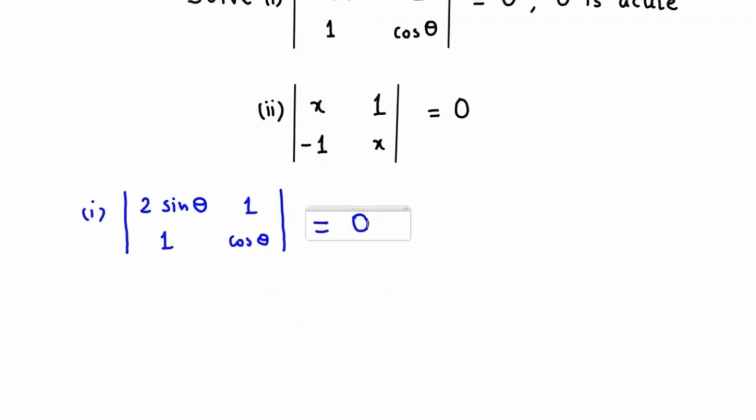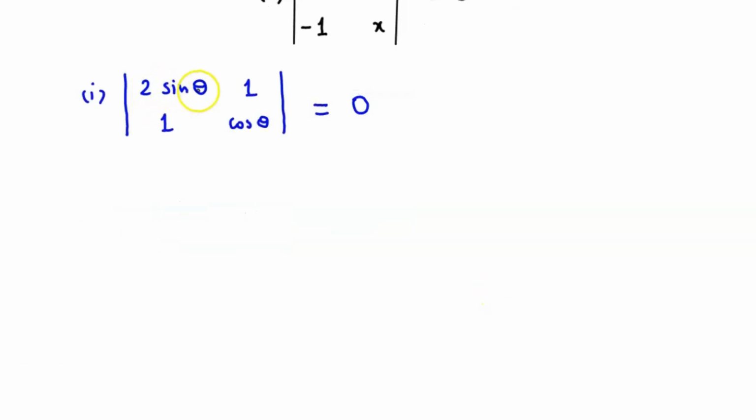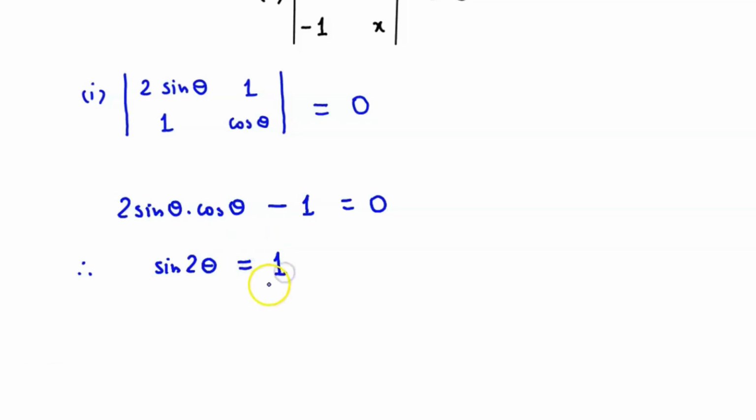Now let us expand this. So we have 2 sin theta into cos theta minus 1 into 1, so that's 1, is equal to 0. So therefore, now we know that 2 sin theta cos theta is nothing but sine of 2 theta, and we transfer this minus 1 on the other side, so we have sine 2 theta is equal to 1.